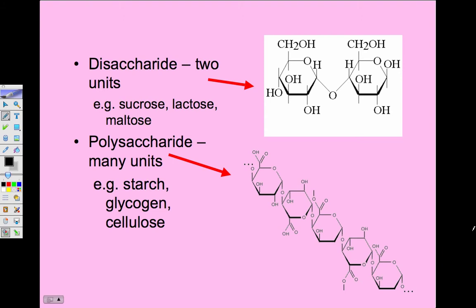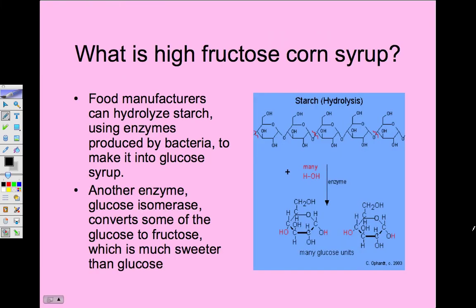If you put many monosaccharide units together, then you have a polysaccharide. Polysaccharides are known as complex carbohydrates, whereas the mono and disaccharides are simple carbohydrates. The polysaccharides include starch, glycogen, and cellulose, and we'll learn what those are for coming up here soon.